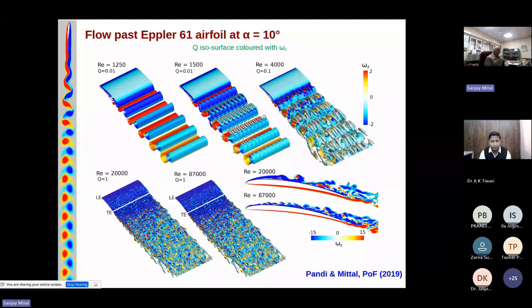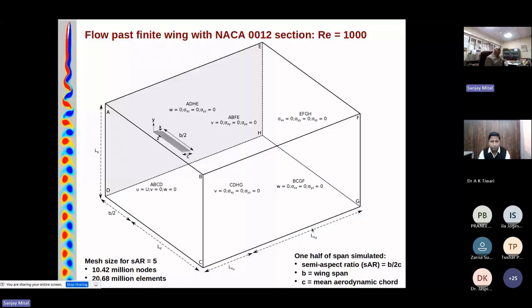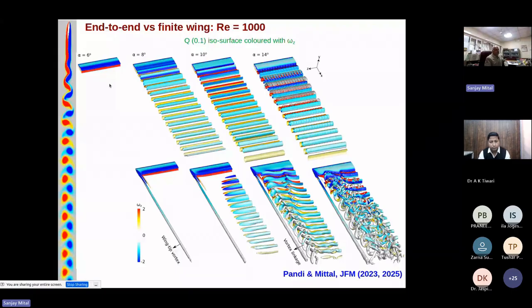Okay, so we have tried to figure out how the transition takes place on an airfoil. At very low Reynolds number, you get just the regular two-dimensional vortex shedding, then you get these 3D structures, and finally you get a turbulent boundary layer, which is shown in these pictures. Okay, how do these wingtip vortices that I just showed you interact with the vortex shedding? So we did calculations for a finite wing, and what we found is that this wingtip vortex can interact with this vortex shedding and produce these very interesting flow structures.